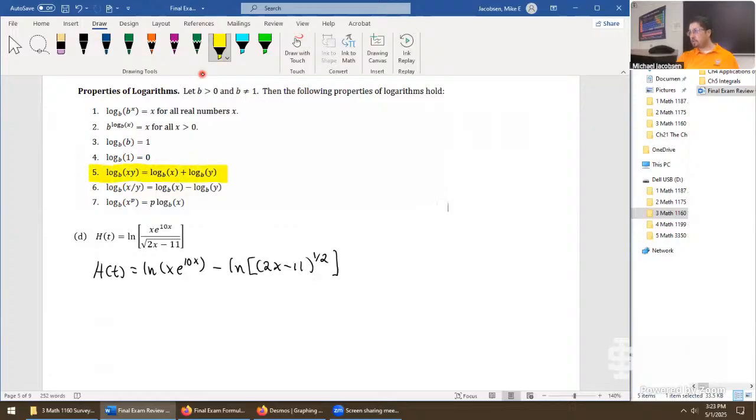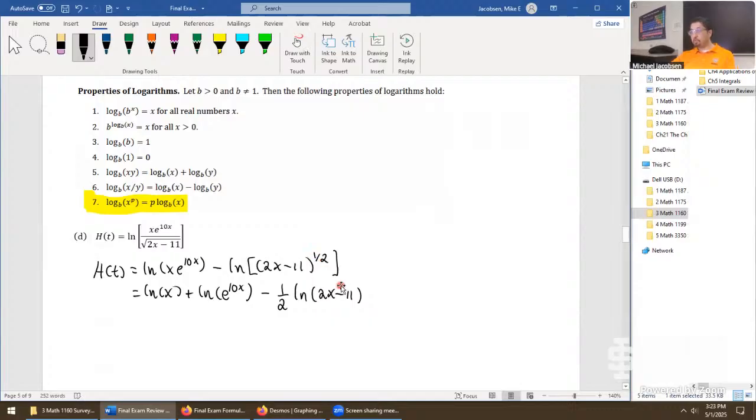Second portion, we're going to split up the product on this one right here. So now it's natural log x, we use the plus, then natural log e to the power 10x. And we can use a property on this one right away if we'd like. That's property number 7, which tells us the power 1/2 can now become a coefficient. So this 1/2 goes out front, negative 1/2 natural log 2x minus 11. There's no property for a difference inside logarithms, so this one's done.